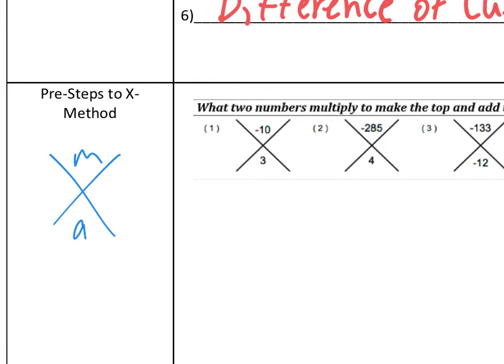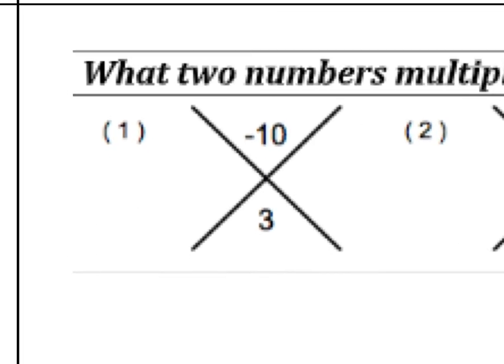Now we're going to look at number one. I need two numbers that are going to multiply to give me negative 10 and that are going to add to give me 3. Negative 2 and 5. Good. Carter was quick on the draw on that one.